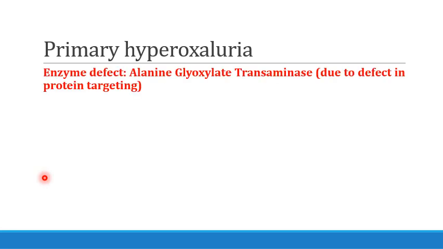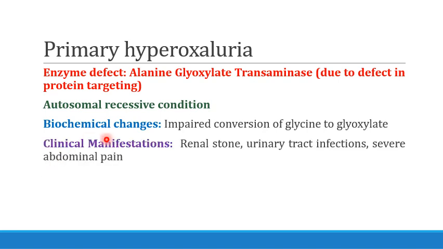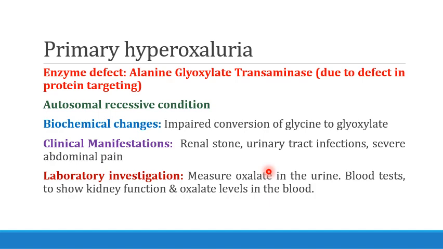Now, an inborn error of metabolism associated with glycine metabolism is primary hyperoxaluria. It is due to an enzyme defect, that is alanine glyoxylate transaminase, caused by a defect in protein targeting. It's an autosomal recessive condition in which there is impaired conversion of glycine to glyoxylate. Patients usually present with renal stones, urinary tract infection, and severe abdominal pain.